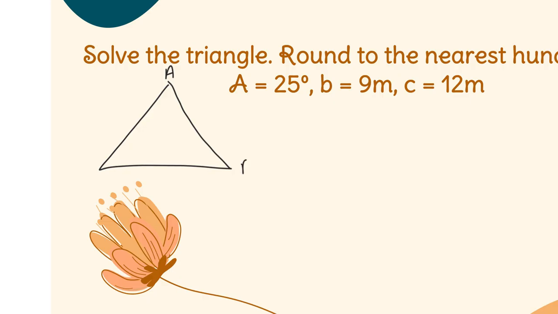I have A, B, C, lowercase a, lowercase b, lowercase c. A is 25 degrees, B is 9, and C is 12. So all I have to do is find angle C, angle B, and side A. And again, just so you remember, A is with A, B is with B, and C is with C. So I'm going to go ahead and try and find side A.